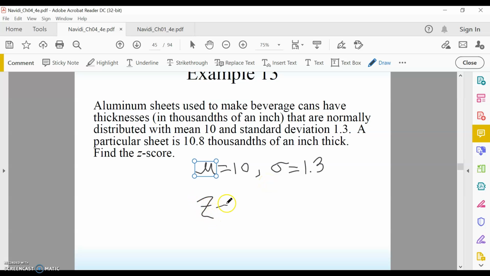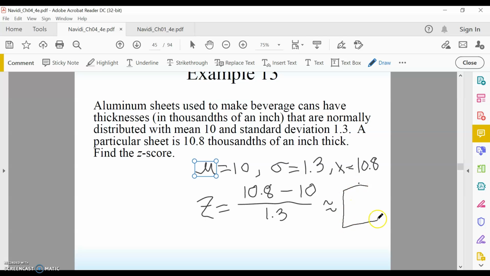So z would be the score, 10.8. So x was 10.8. 10.8 minus 10 over 1.3. So whatever we get, it'll be something less than 1, right? 0.8 over 1.3, whatever that is. All right, so calculate that. I want to see that in your prep work. Do the calculation, give me a little box around it, and I'll look for that.